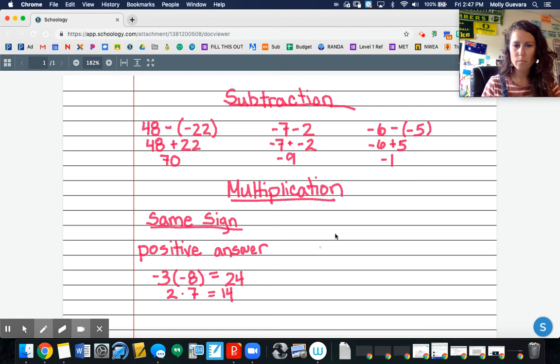Positive 14. Okay, if I have different signs, meaning I'm multiplying a positive number and a negative number, that's going to give me a negative answer.